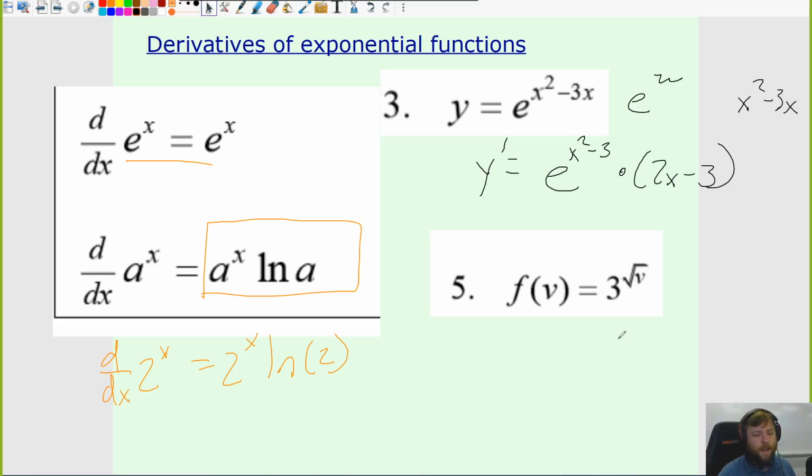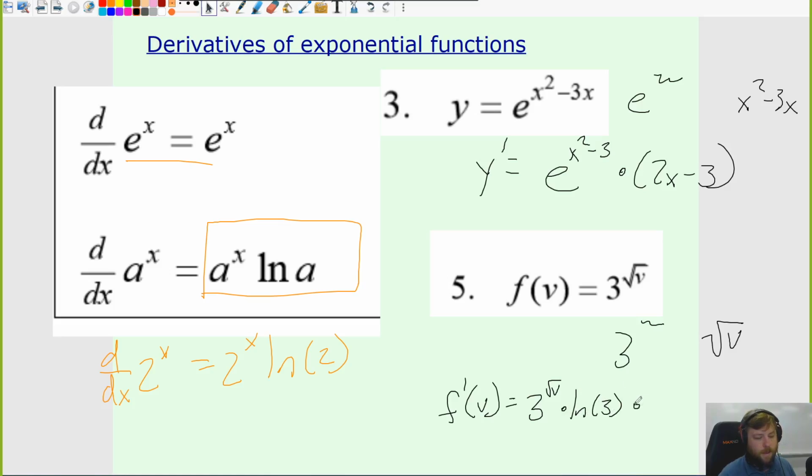Let's take 5. My outside is 3 to the something, and the inside we can leave as square root of v. So my f prime of v is 3 to the square root of v times ln of 3.